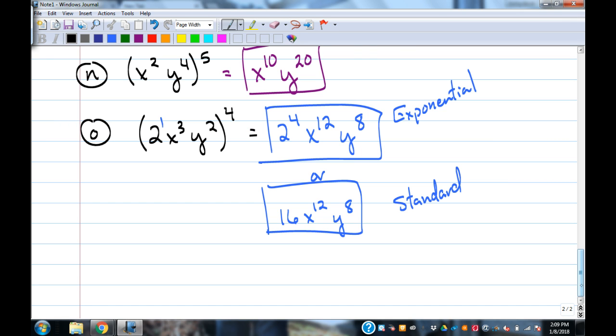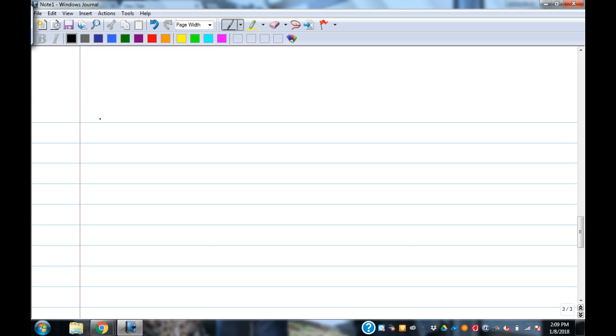Let's do one more of those. Let's say we had negative 6 x y to the 3rd, all to the 2nd power. We can get too big here, but okay. So the first thing we need to recognize is what are the bases that we have inside of those parentheses. Negative 6, an x, and a y.